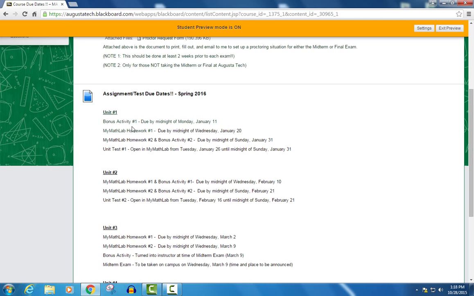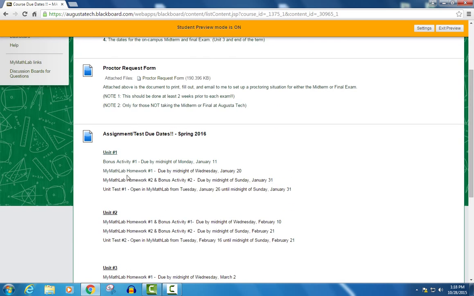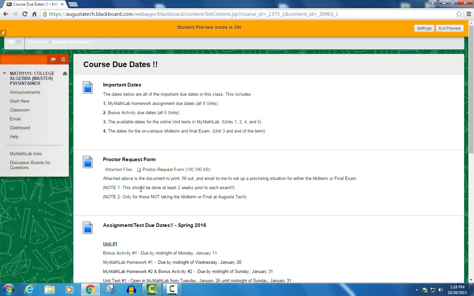Here you've got the different due dates for all the different units, both the bonus activities, the homeworks, and the tests. Also in here, though, you see the Proctor request form. This is the request form you're going to need to fill out if you need to take your midterm and final exam in a place that's not on this campus. And that would only be for students where coming to this campus would not be feasible, that you live far enough away or driving here just would not be an option. Anyway, that's where you would find that form.